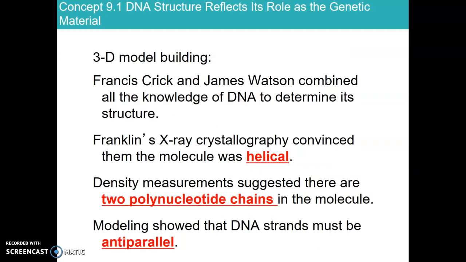The 3D model building structure of DNA came from Francis Crick and James Watson, using Franklin's X-ray crystallography that helped convince them that the molecule was helical. So they used density measurements, which suggested that there were 2 polynucleotide chains in the molecule, and that the modeling showed that the DNA strands had to be anti-parallel.